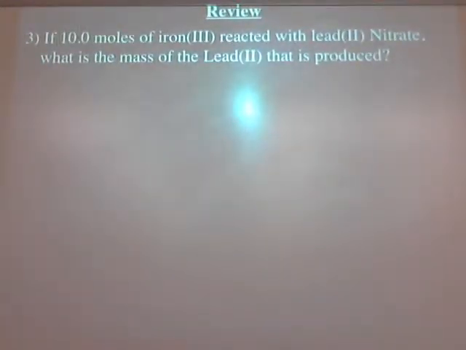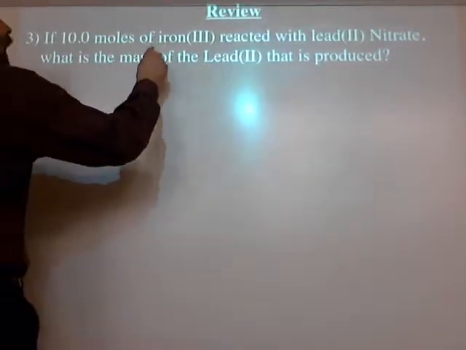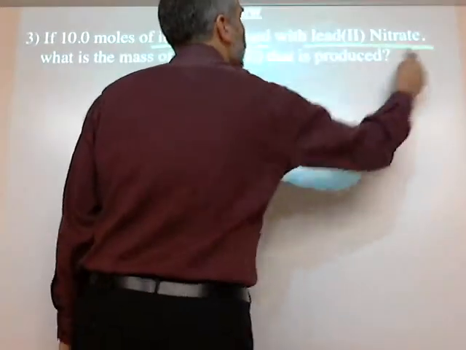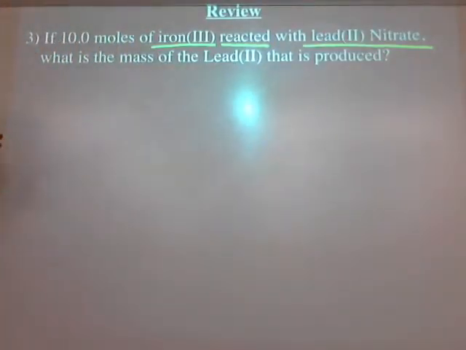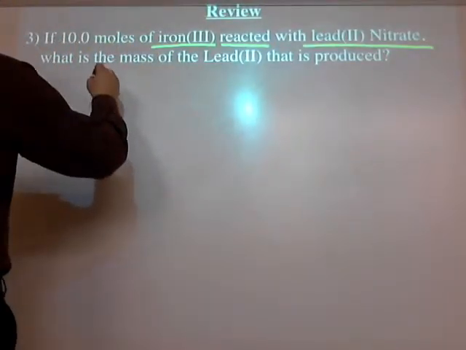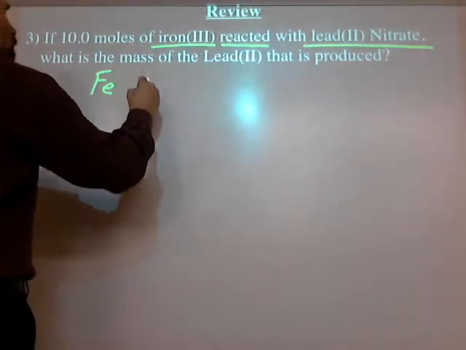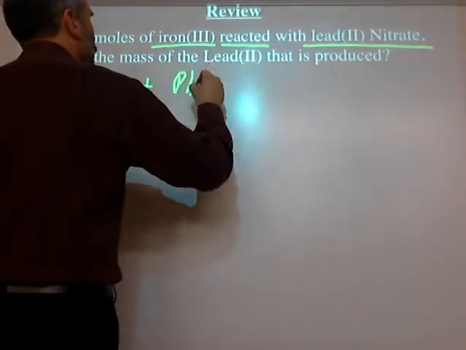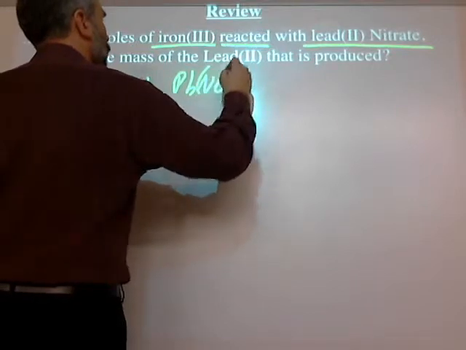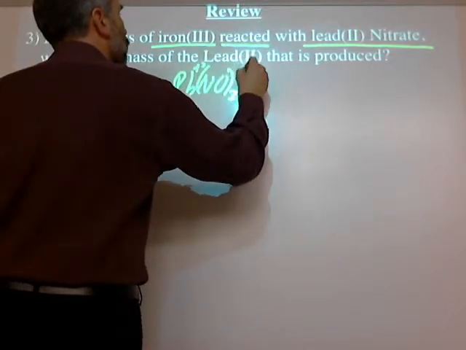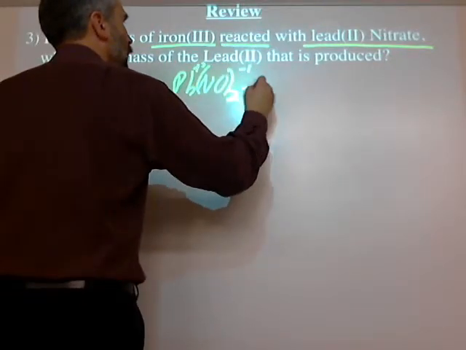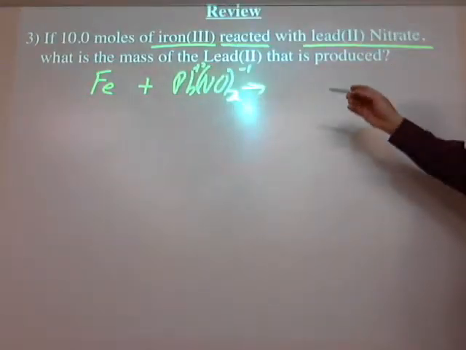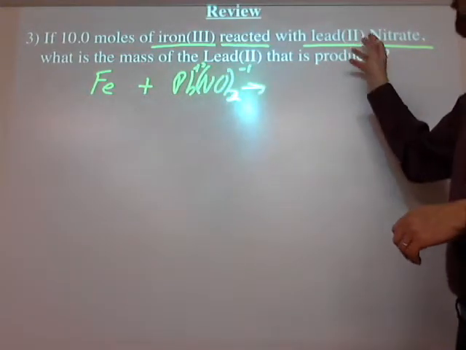If 10 moles of iron react with lead nitrate, and there it is, that tells me what I need to know right there, right? Iron reacts with lead nitrate. Now again, you would write the words out, but I'm going to just write out the formulas to save myself some time. Fe plus Pb(NO3)2. Plus 2, minus 1, yields. Lead nitrate, right? Lead 2 nitrate, right?